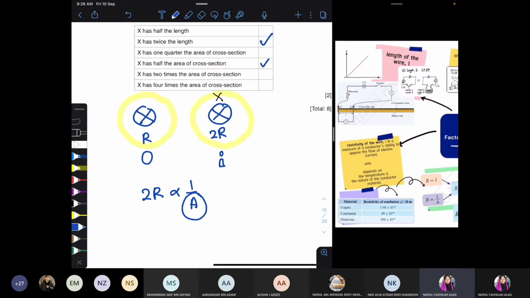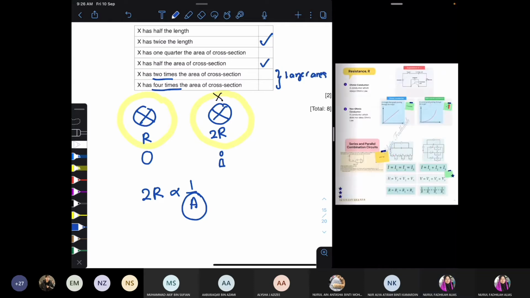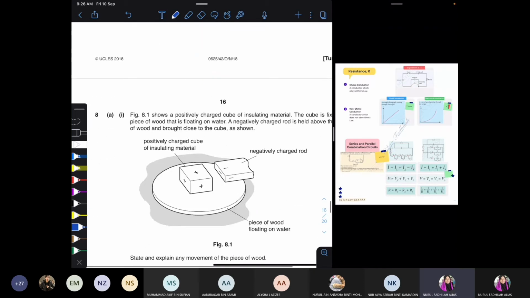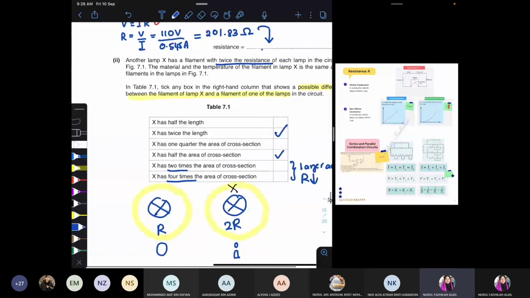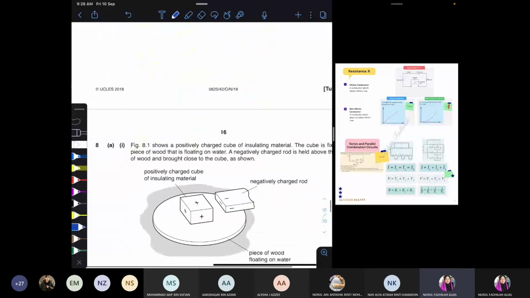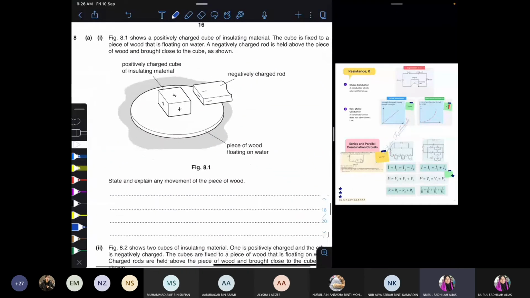Okay, yang the rest tak boleh. Sebab has 2 times bigger this one, larger area. So the larger the area, the smaller the resistance. Okay. Now we are done with question number 7. Okay, then kita tengok question number 8.